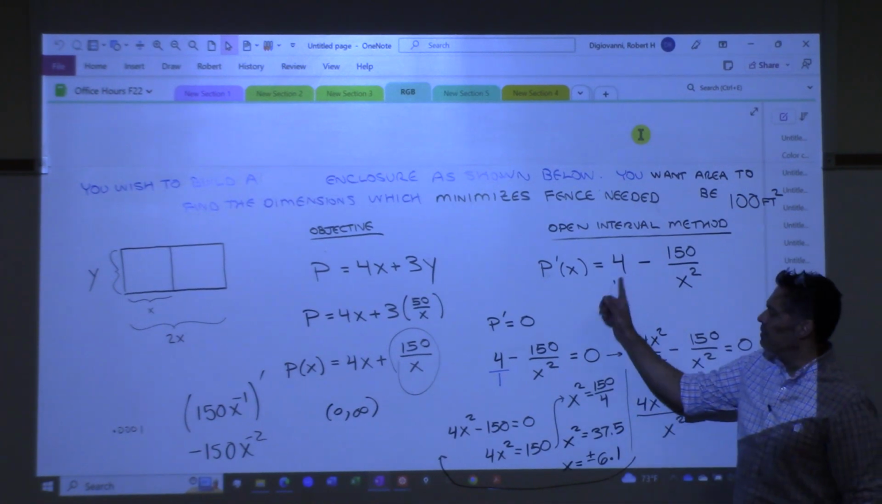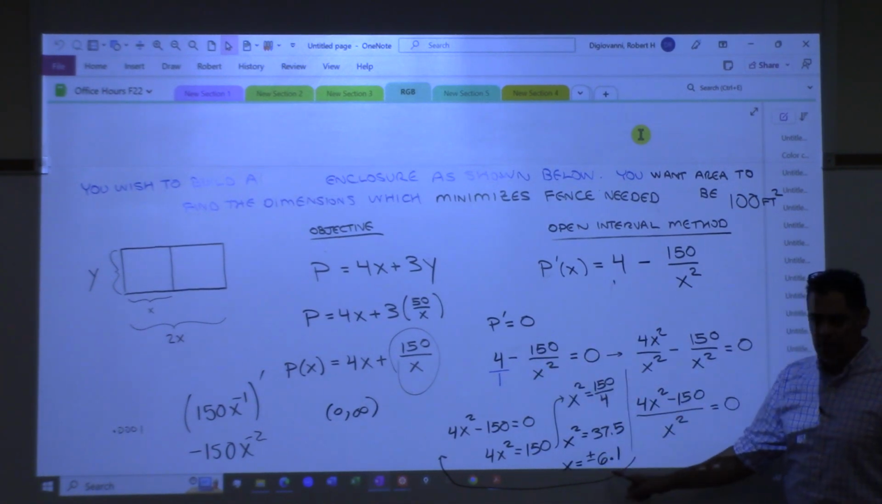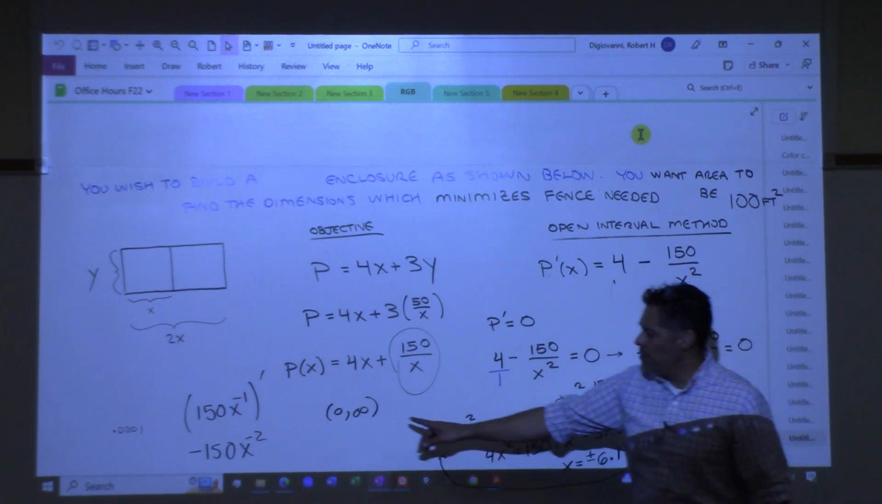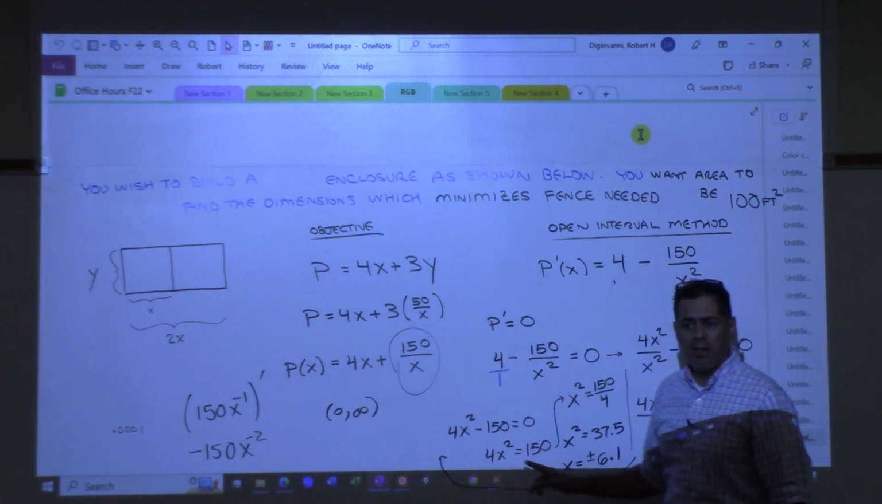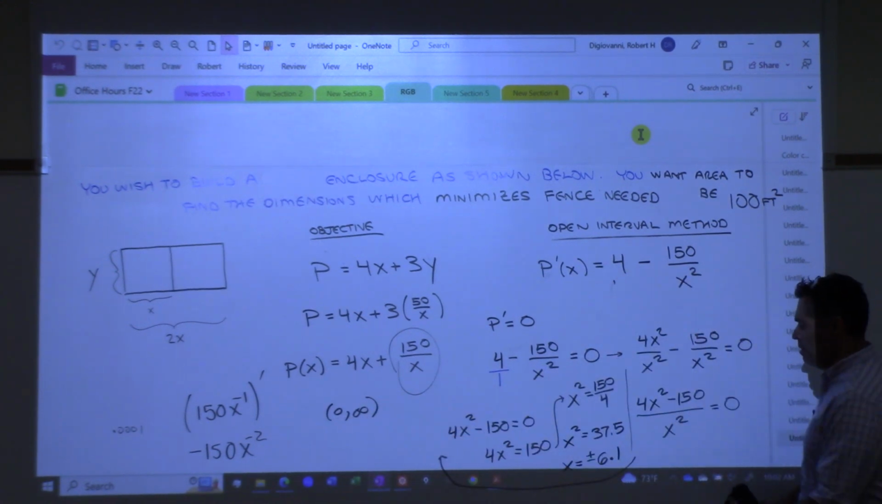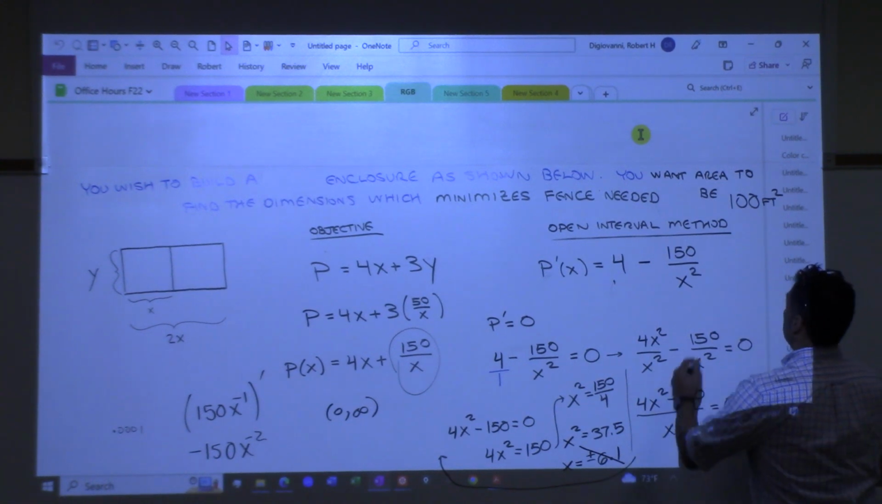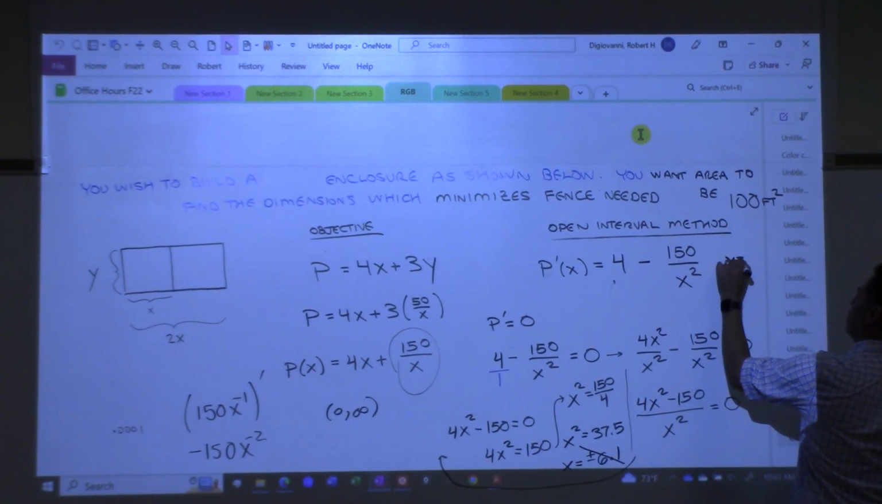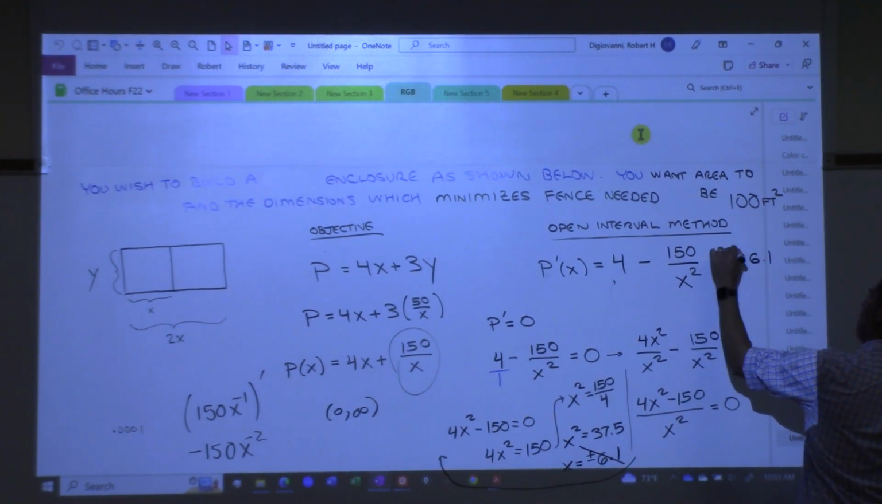So when I set the derivative equal to 0, I got two solutions, positive 6.1 and negative 6.1. Are they both critical numbers? Both of them? What's our domain? 0 to infinity. So we're only going to look at the positive one, right? So really, our critical number, I'm going to put it right here. X is 6.1.